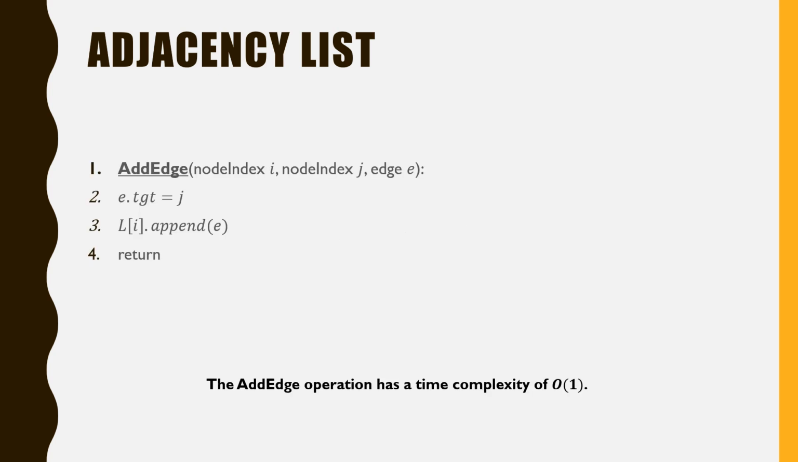The addEdge function takes 3 parameters as input: the source node index i, the target node index j, and the edge object E. In line 2, node j is recorded as the target node of edge E. In line 3, the edge object is appended to the end of the linked list Li.